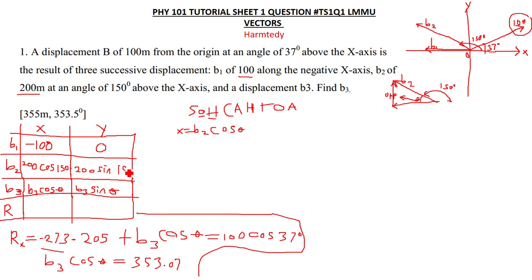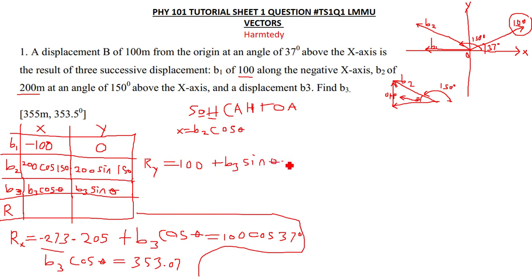So it's 200 sine 150. We all know that sine 150, if you punch it on the calculator, is just 0.5. When you multiply it with 200, you get 100. So when you add this 100, we're now finding the resultant y component, which is equal to 100 plus b sine theta.